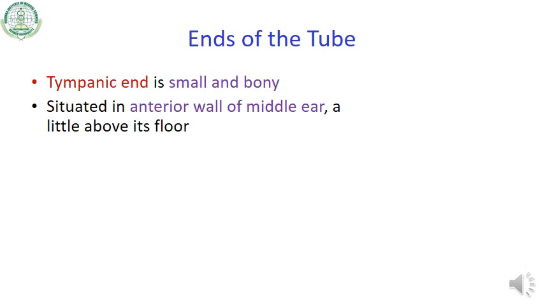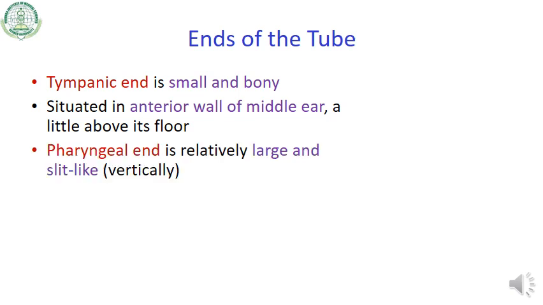Now, the ends of the tube. It has two ends. One is the tympanic end, which is small and bony. This tympanic end is situated in the anterior wall of the middle ear cavity, which we have seen in the diagram, and again I will show you, a little above its floor. So that is the tympanic end. The pharyngeal end is relatively large and slit-like. So it is vertically slit-like.